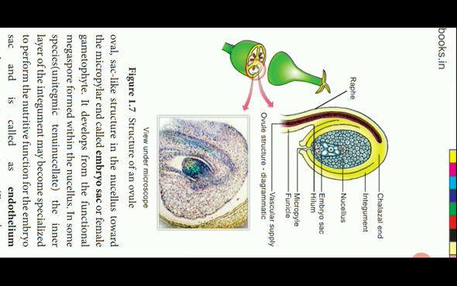So the embryo sac develops from the functional megaspore which is formed within the nucellus.